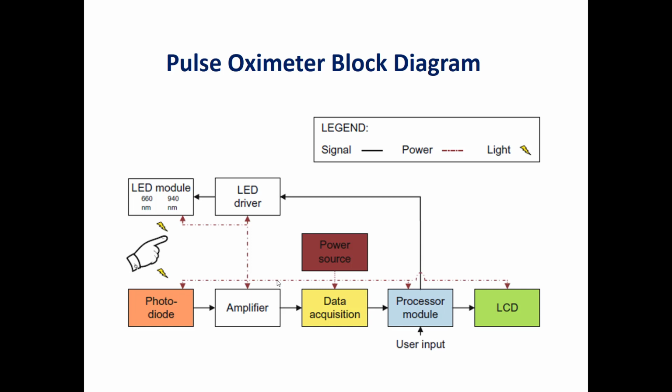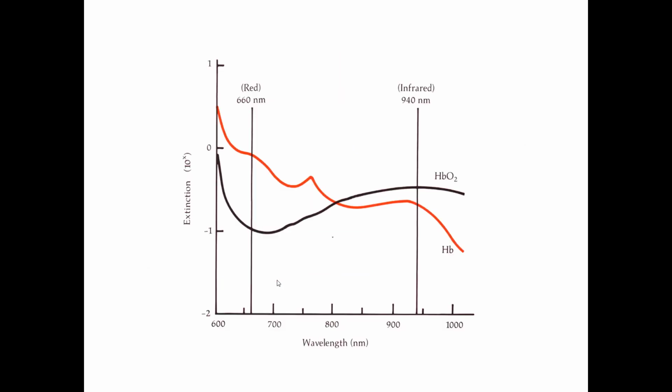So another important part which will be covered in this part of the lecture is the signal processing. We said we have electronics and we have signal processing, to really understand the design of the pulse oximeter and how we can improve this design or make a better design for it. So why do we use red and infrared?